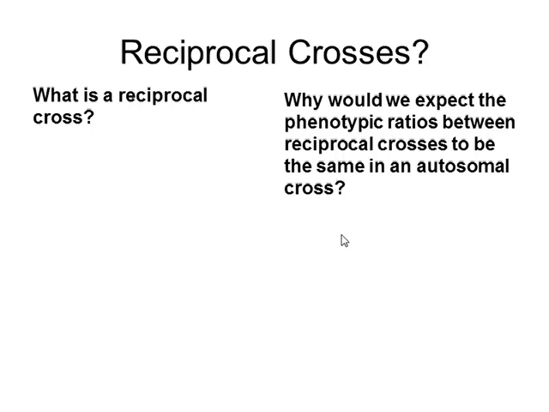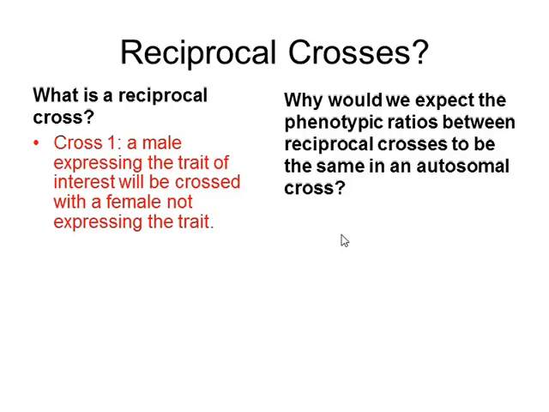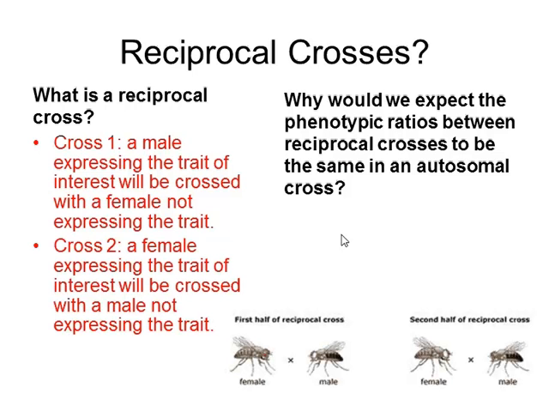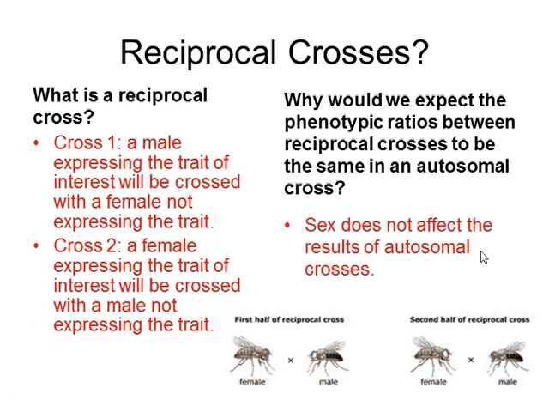Okay, hopefully at this time you've written a little bit about reciprocal crosses, and hopefully you've written down that reciprocal crosses involve a cross where maybe the male has the trait of interest and the female doesn't, and then you do another cross where the female has the trait of interest and the male doesn't. For our example today, we start with a red-eyed female crossed with a white-eyed male, and then a white-eyed female crossed with a red-eyed male. Normally we expect to get the exact same kind of offspring in autosomal crosses, because sex does not affect the results of autosomal crosses.